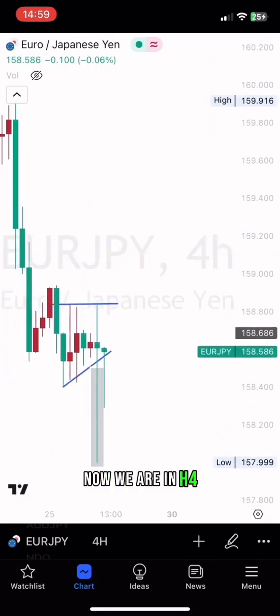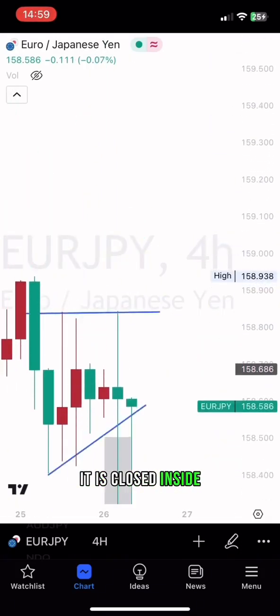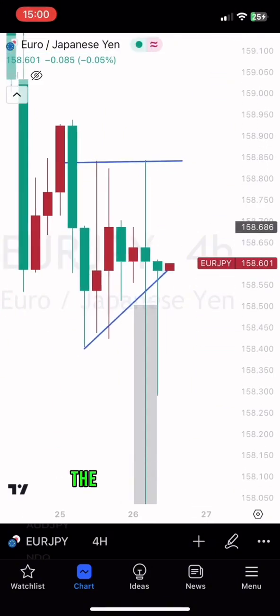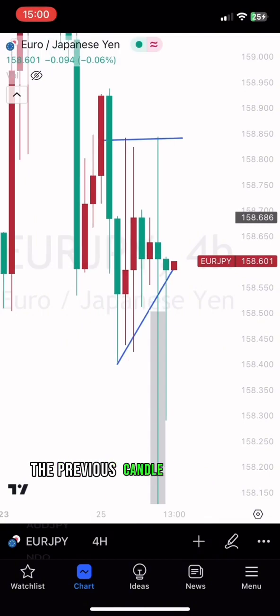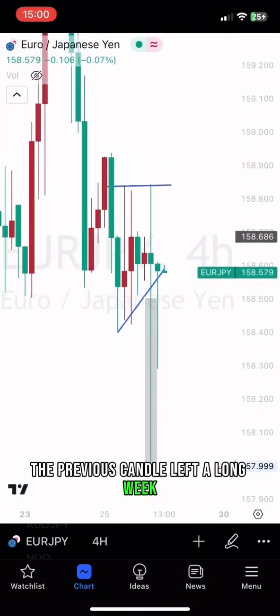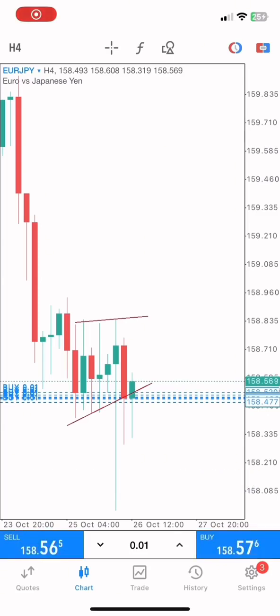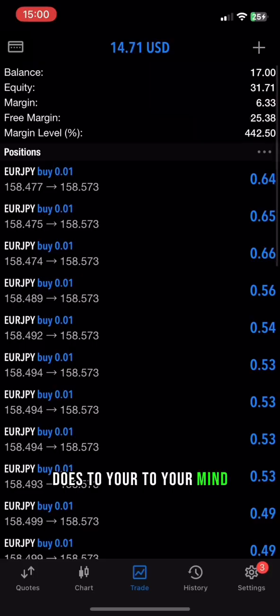Now we are in the H4. It has closed inside. Like I've told you, it's going to go inside the trend line because the previous candle left a long wick. So that's what trading does to your mind.